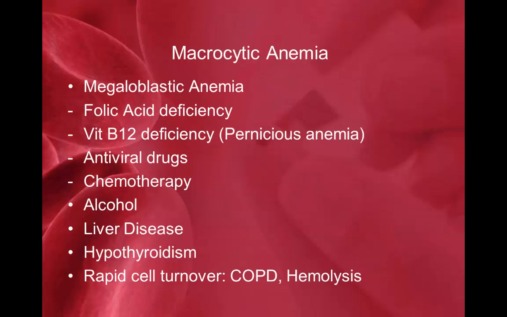Now let's talk about macrocytic anemia, of which the most common are folic acid deficiency and vitamin B12 deficiency. Remember that these are macrocytic normochromic. Remember that hyperchromic does not exist. Okay. In addition, you could have this from antiviral drugs, chemotherapy. Remember the alcoholics, and liver cirrhosis. Patients that have hypo and hyperthyroidism, patients that have COPD. But again, these are the two most common that we will discuss.